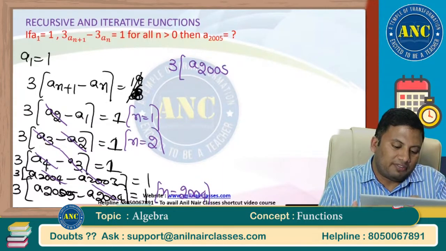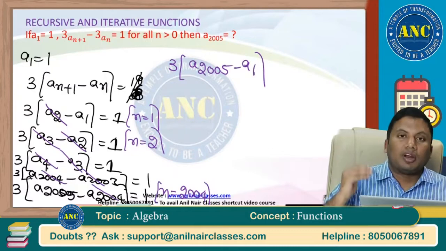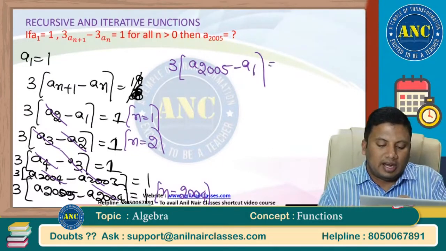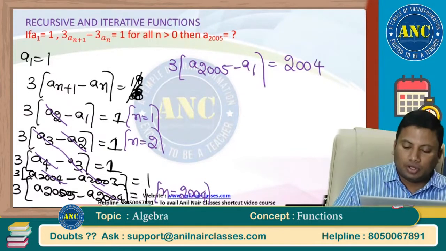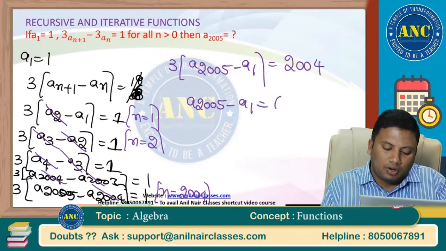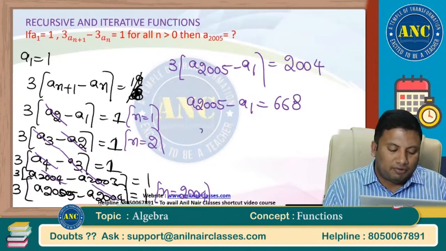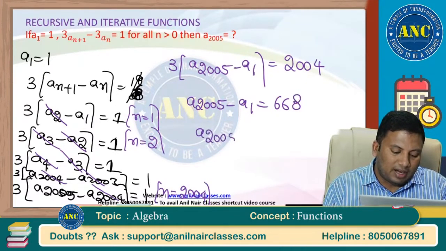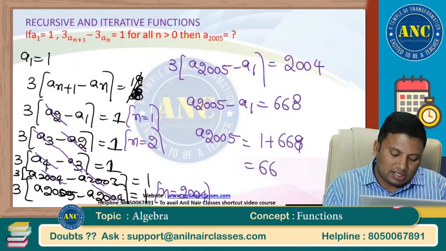a2005 minus a1, from n value 1 to 2004, 1, 1, 1, 1 is added. So this is nothing but 1 added 2004 times. So a2005 minus a1 is equivalent to 668, since 3 6s are 18, 3 8s are 24. A2005 is equivalent to a1, which is 1, plus 668. 1 plus 668, the answer is 669.